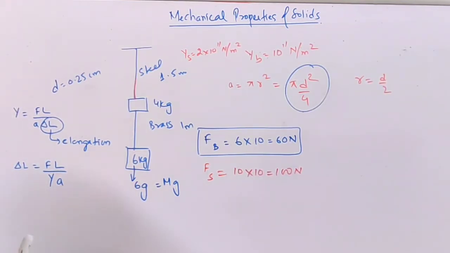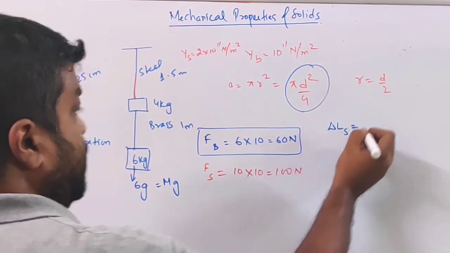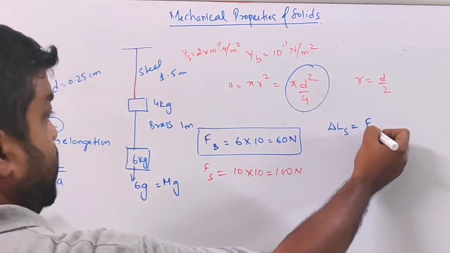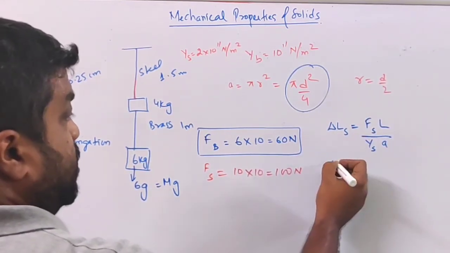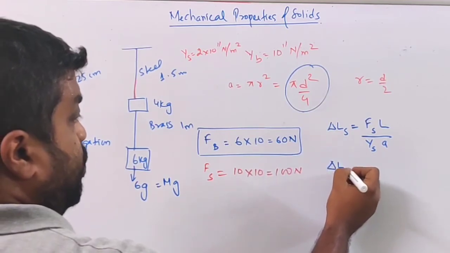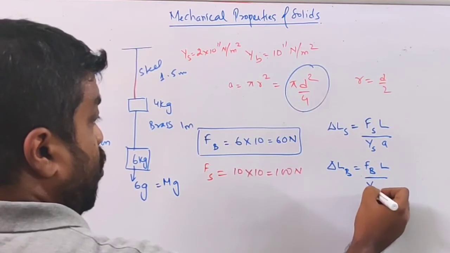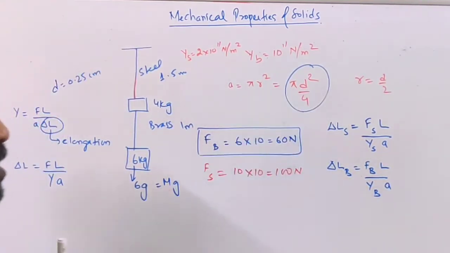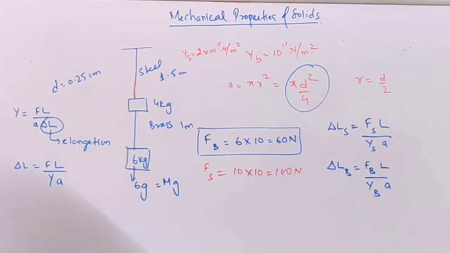Okay, so to calculate the elongation, the elongation in steel will be Fs L divided by Young's modulus of steel into area. Similarly, the elongation of brass will be force on brass, length, divided by Young's modulus of brass into area. Okay, area is this quantity. So you just have to substitute the values and get the final result. Okay, so I hope this is clear.